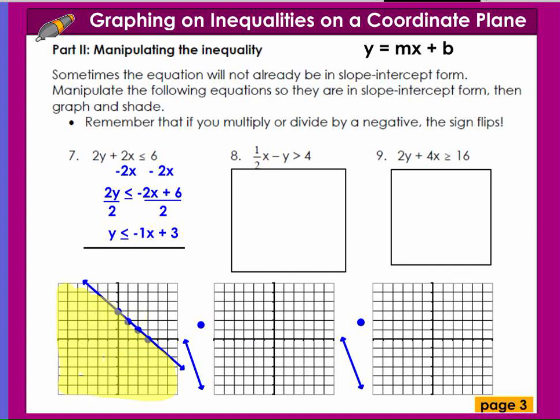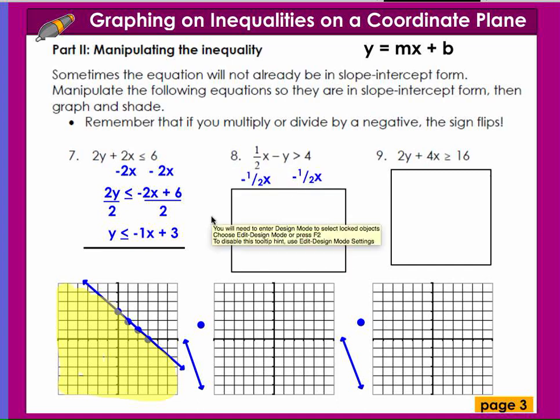Let's look at the next one. And then I'll let you do number 9 and any other ones that you can do on your own. All right. So here I have 1/2 x minus y is greater than 4. So again, we've got to get this y by itself. Notice that this minus sign is here in front of it too. So that's going to come into play. All right. So first I got to get rid of this 1/2 x. It's positive, so I subtract 1/2 x on both sides. So go ahead and do that.